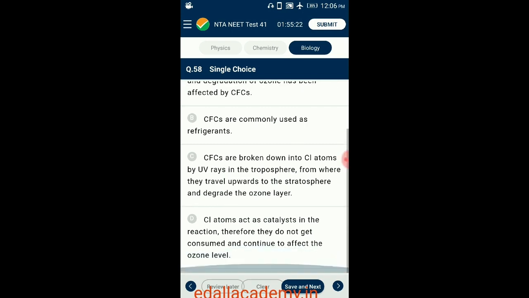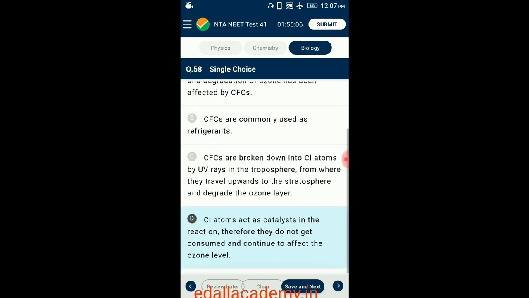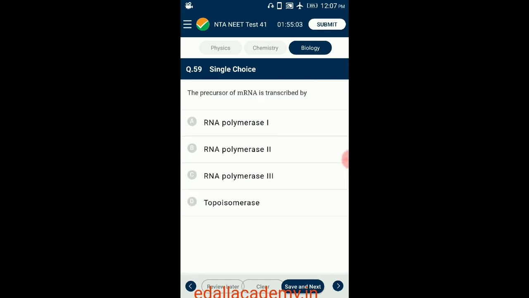So the answer for this question is option D. Chlorine atoms act as catalysts in the reaction, therefore they do not get consumed and continue to affect the ozone level. So the statement is the incorrect one. So the correct option is option D.